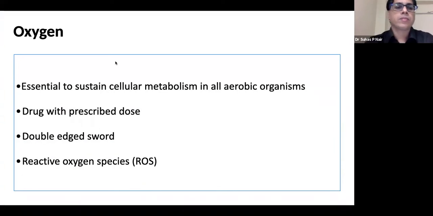So, as you all know, oxygen is essential to sustain cellular metabolism in all aerobic organisms. But when it comes to oxygen therapy, oxygen is a drug with a prescribed dose. You should never exceed the dose, or compromise the amount of oxygen that is required for the patient. It is always a double-edged sword. Always remember the reactive oxygen species and the problems associated.